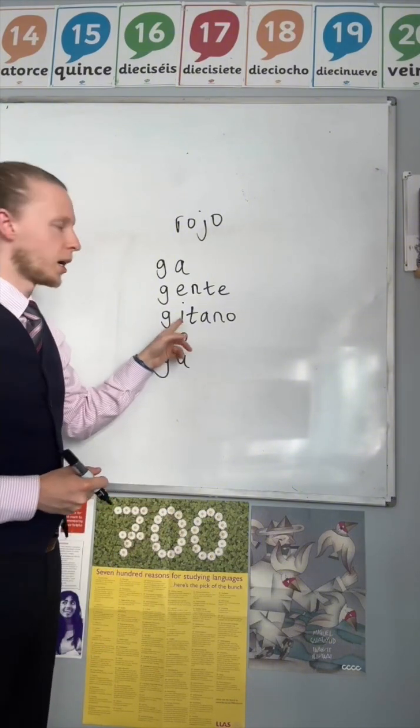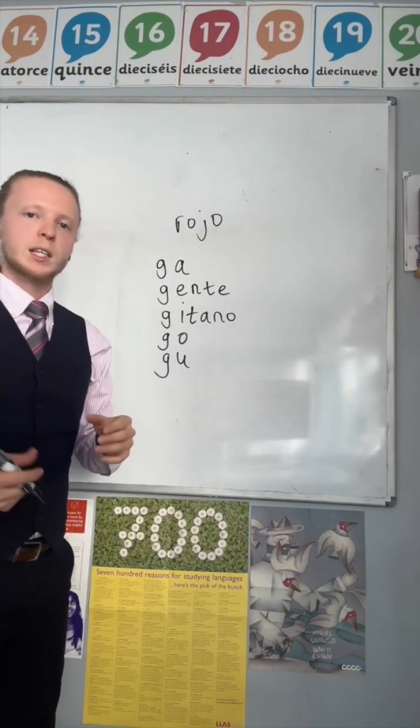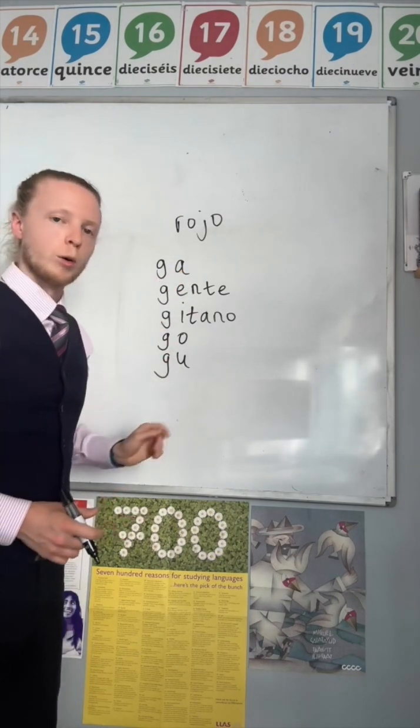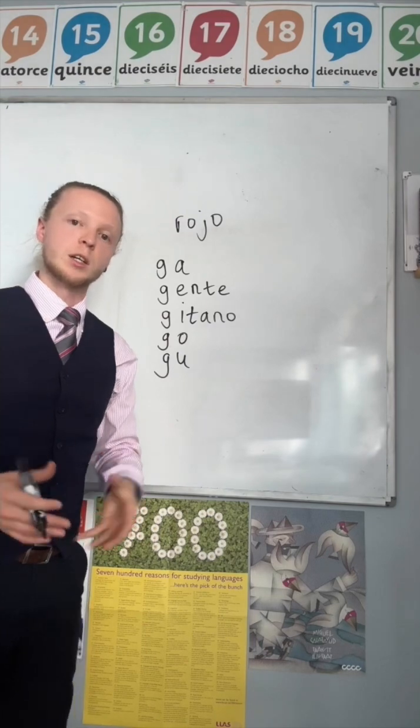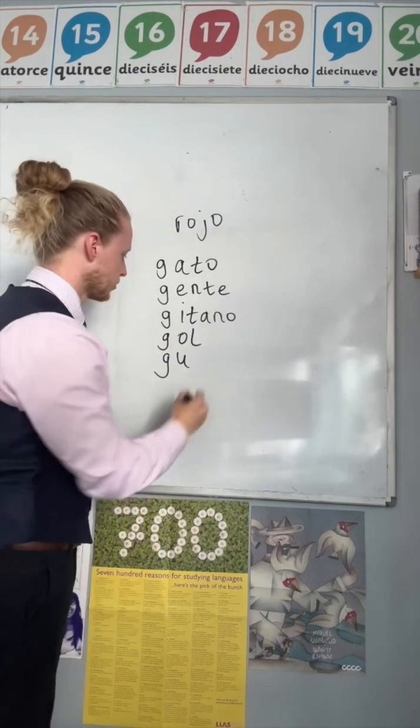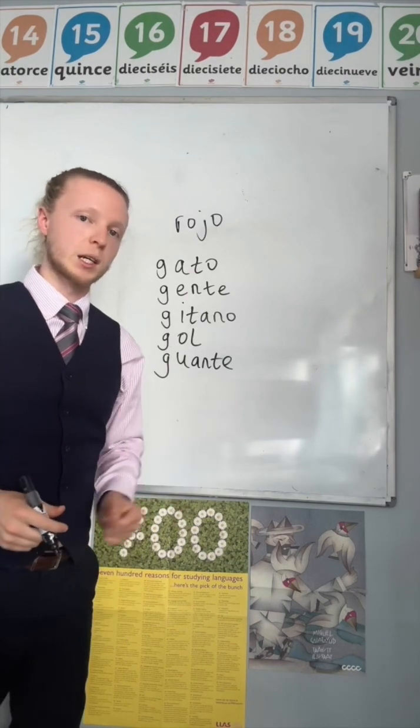A G followed by an I or a G followed by an E is what we call a soft G. If it's followed by a, o, or u, then it's a hard G, that g sound, like in the word gato. Gol, when someone scores a goal. Or guante, guante meaning a glove.